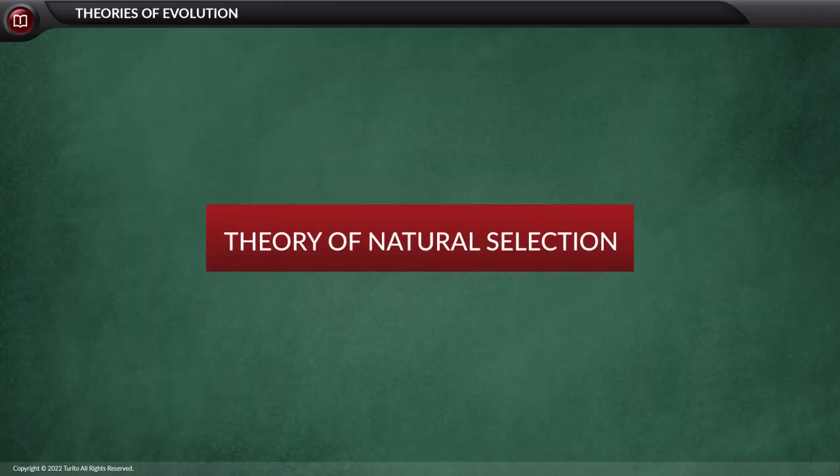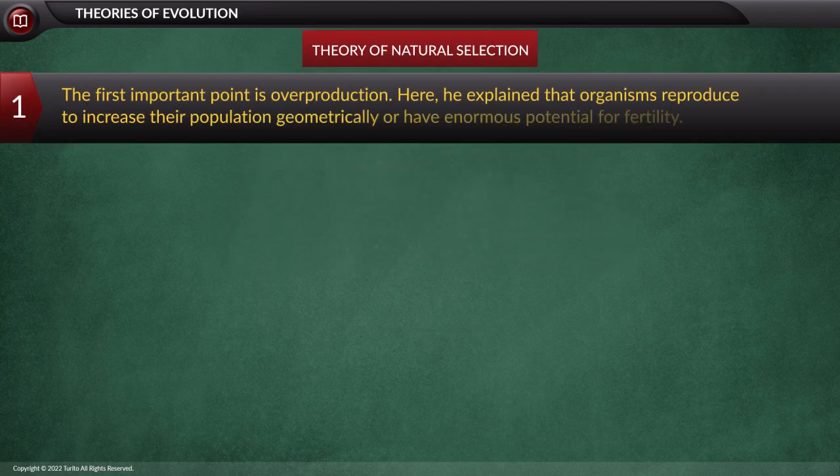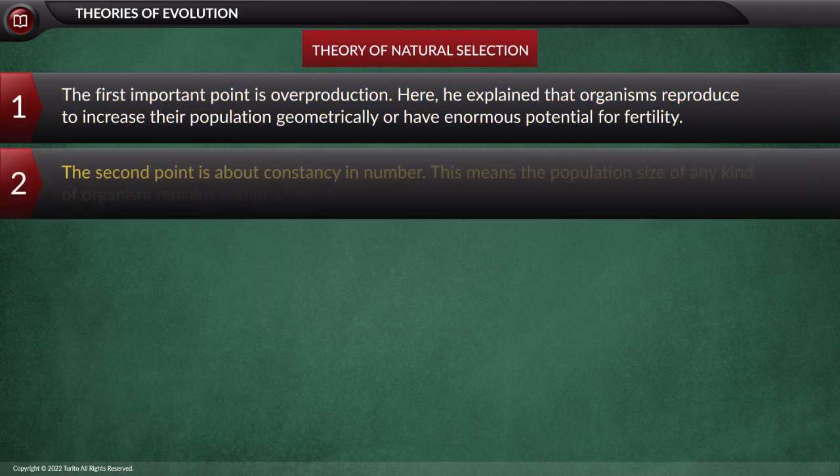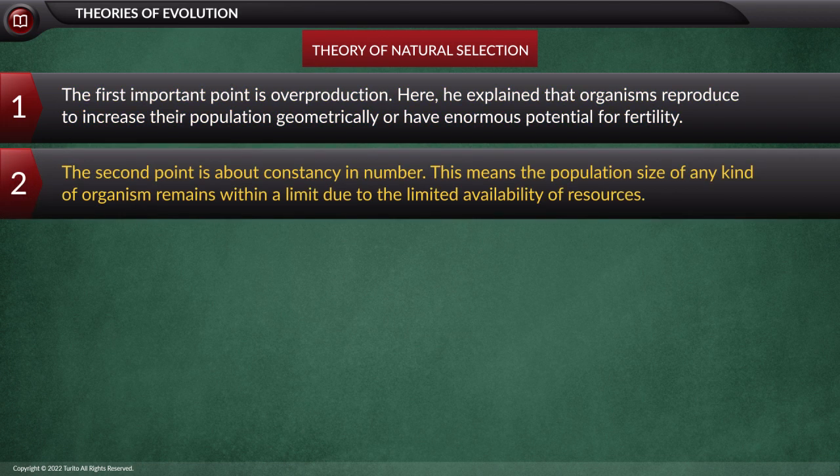Further, let us understand the basic concept of the theory of natural selection. The first important point is overproduction. Here, he explained that organisms reproduce to increase their population geometrically or have enormous potential for fertility. The second point is about constancy in number. This means the population size of any kind of organism remains within a limit due to the limited availability of resources.